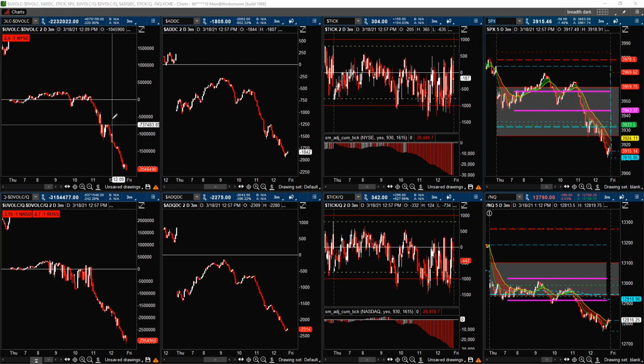Once the selling started, we see declining issues just sort of increasing as we go toward the close into the afternoon hours. Then also, if you look at the ticks, in the morning they kind of bounce around here and sit in positive territory. Then during the lunch hours, it started selling off.